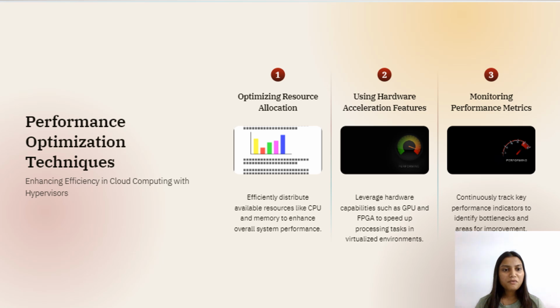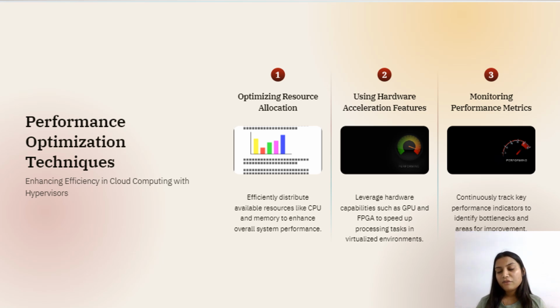Move to the next slide, which is performance optimization techniques, enhancing efficiency in cloud computing with the hypervisors. First one is optimizing resource allocation, which is efficiently distributing available resources like CPU and memory to enhance overall system performance. Second one, which is very important, is using hardware acceleration features that leverage hardware capabilities such as GPU and FPGA to speed up processing tasks in virtualized environments.